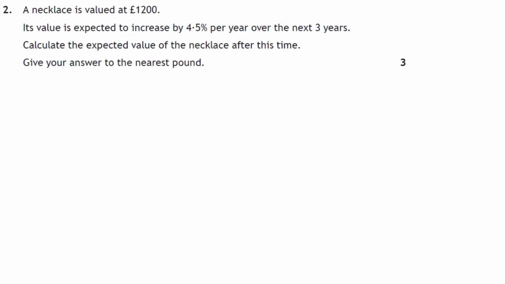Okay, question 2. A necklace is valued at £1,200. Its value is expected to increase by 4.5% per year over the next 3 years, so it's a compound interest question. Calculate the expected value of the necklace after this time, giving your answer to the nearest pound. Let's highlight that, it's quite important. We don't forget that at the end of the question.